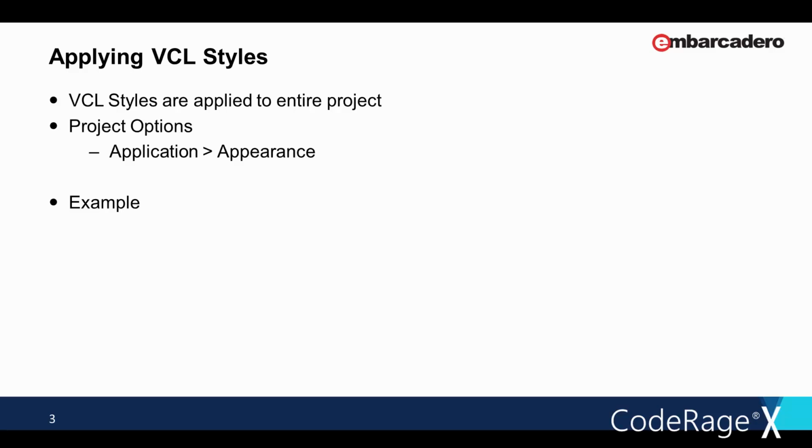So we're going to use the project options in order to make the different setting changes that we want. And as we'll see in the example in just a second, we're going to specify which styles we want to use, embed those into our application, and be able to use them. So let's take a look at what that's all about.